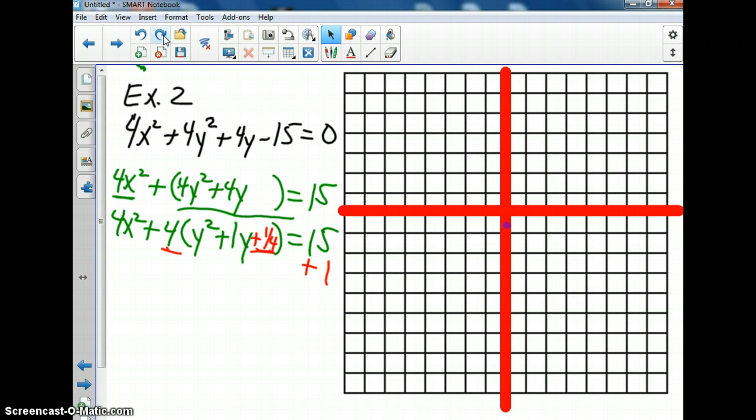Okay, now let me ask you this: can you factor the x neighborhood? Can you factor the x neighborhood? No, you can't. It's all by himself. Remember, he's a loner. Okay, so there's the x neighborhood.